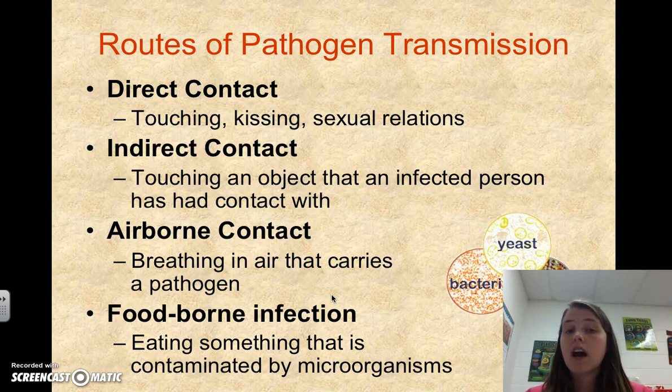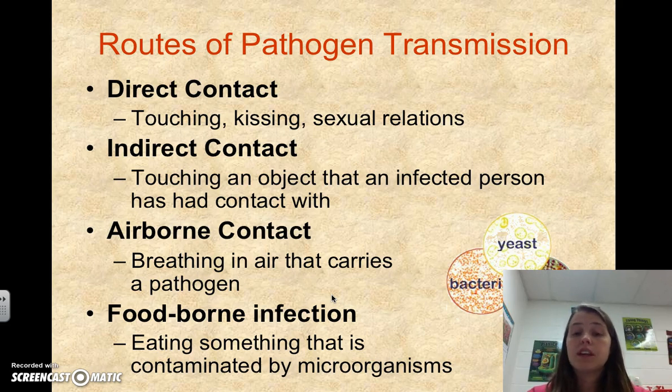One is direct contact. So essentially anytime that you touch, kiss, or anything like that with somebody else, that's direct contact. Indirect contact is touching an object that an infected person has come into contact with. So if you share a cup with someone who's sick.